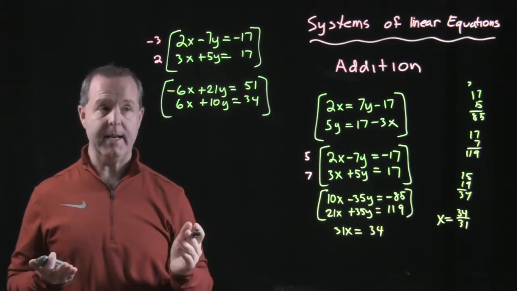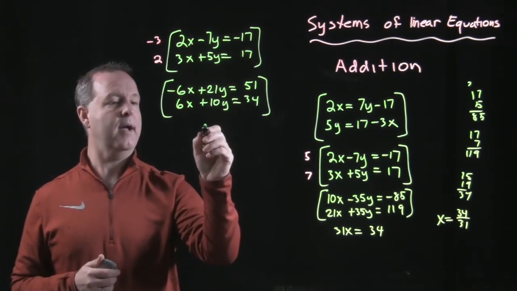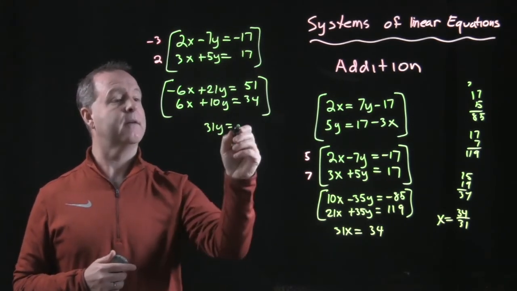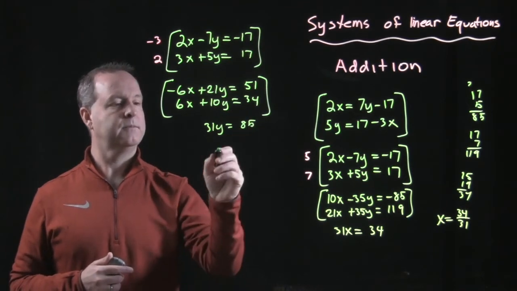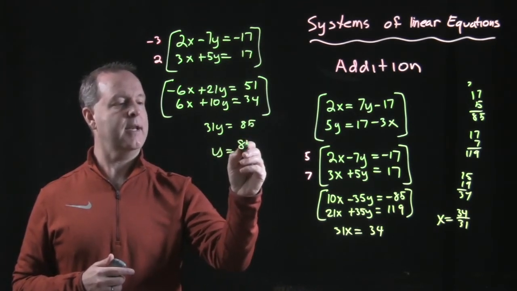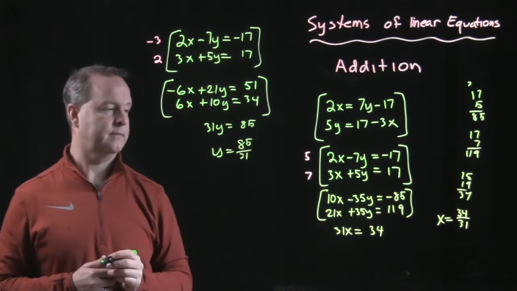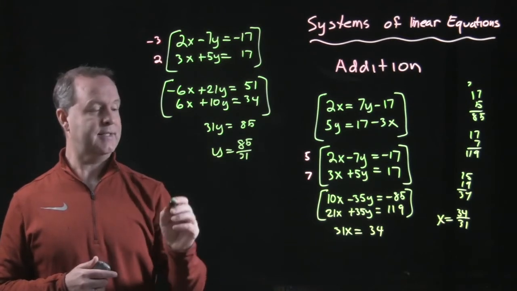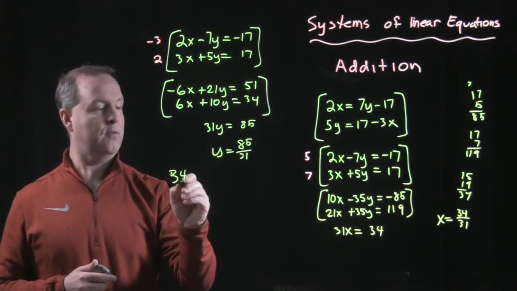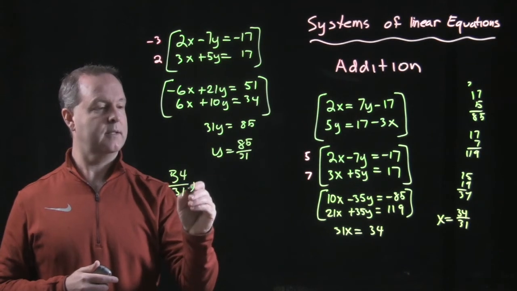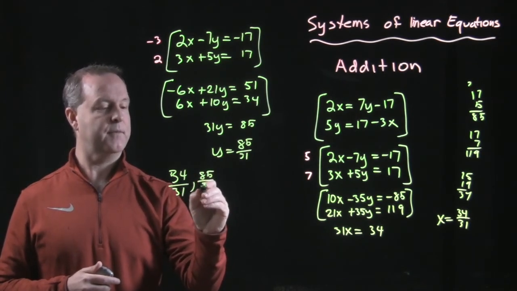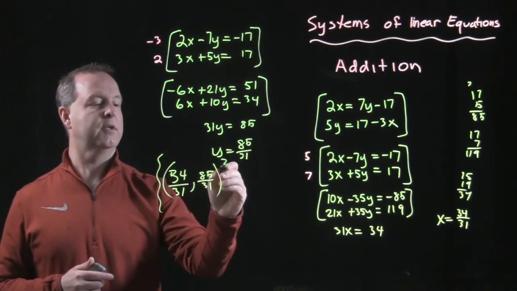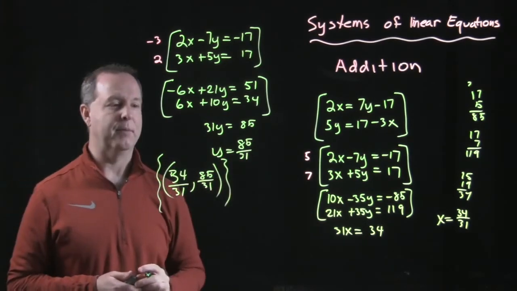The x's are eliminated. Then I'm left with a 31y equals an 85. Then y equals 85 31ths. So it looks like my solution then to this system is the point 34 31ths and 85 31ths. Coordinate point and then set builder notation for that particular solution.